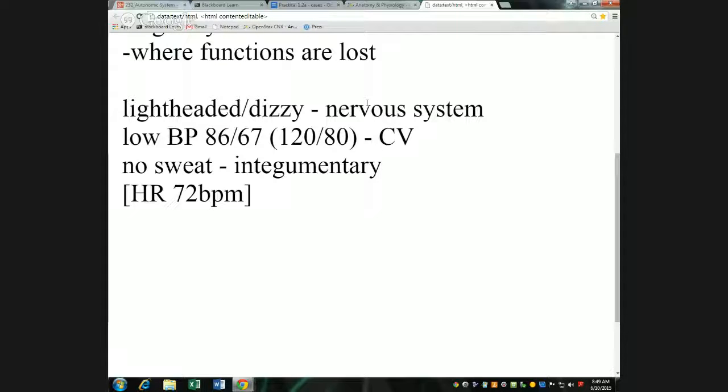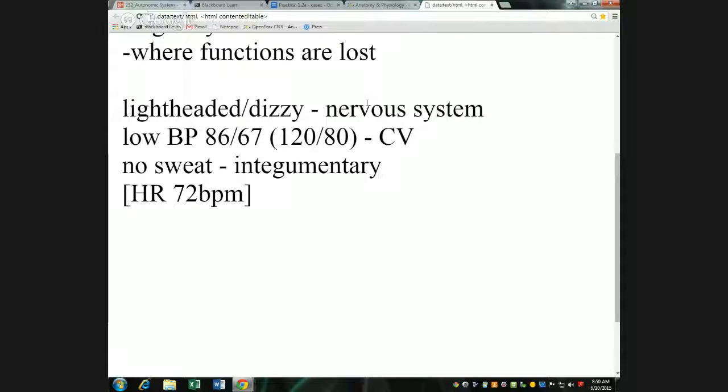Exocrine functions are tied into a number of different systems. This one specifically, sweat glands, is in the skin, and so it's there. I'm not going to add the heart rate because obviously that's also cardiovascular, and it's not really a symptom or a sign as we're considering it just yet. But that tells us what parts of the body are affected in this case.